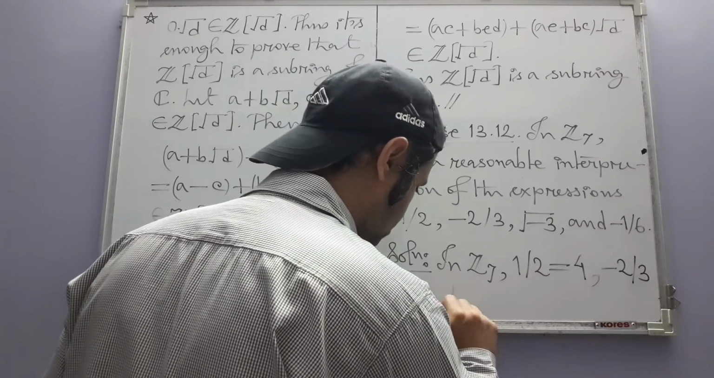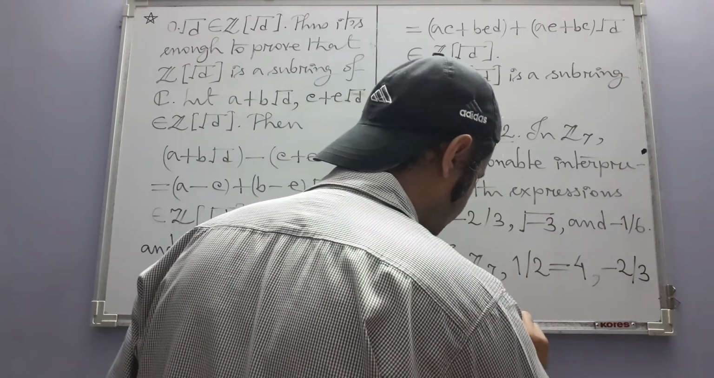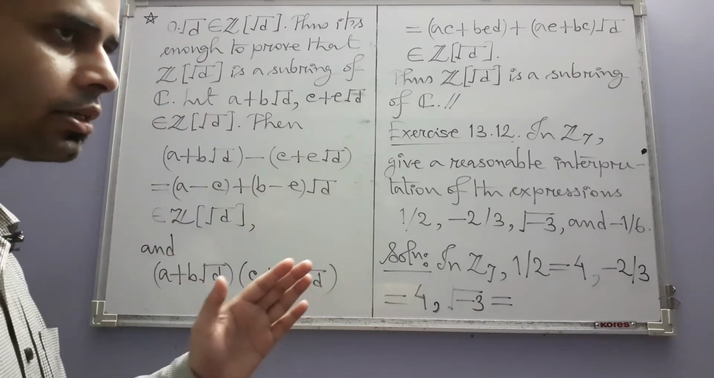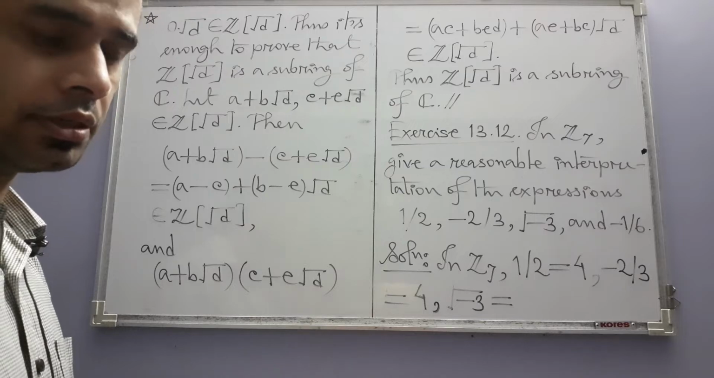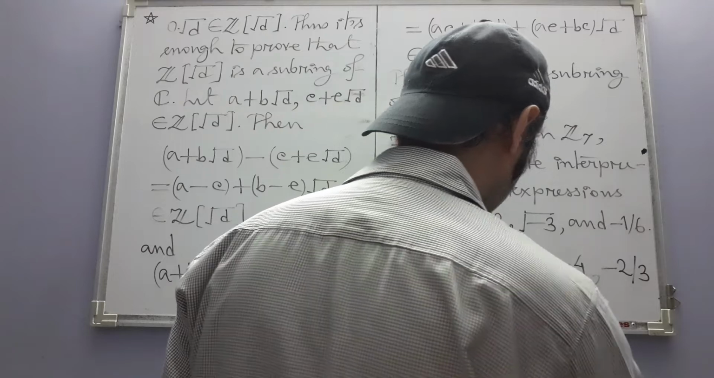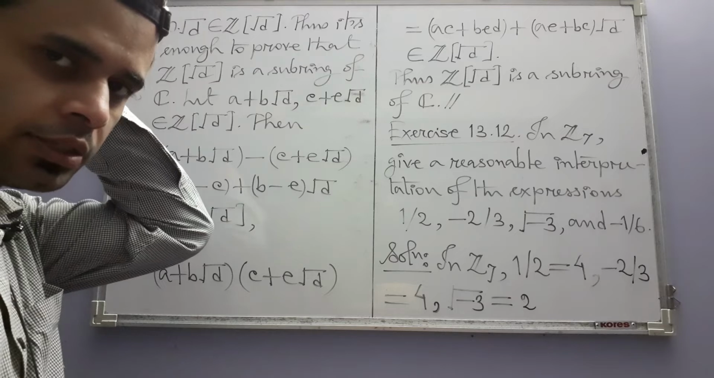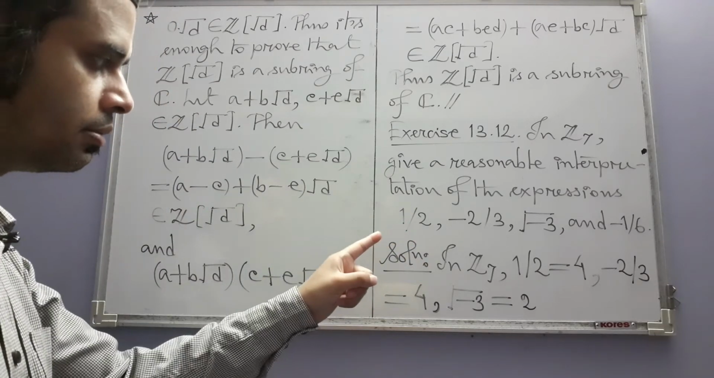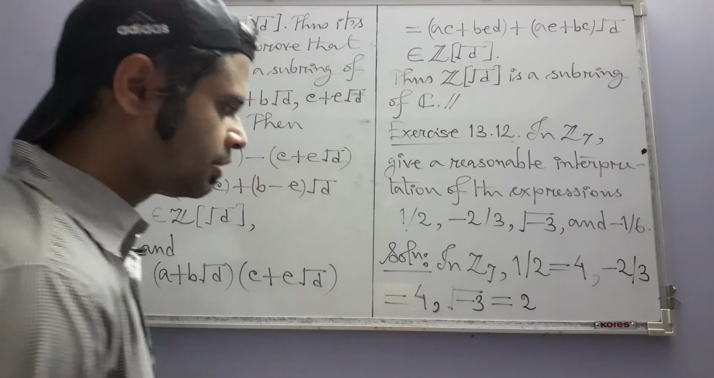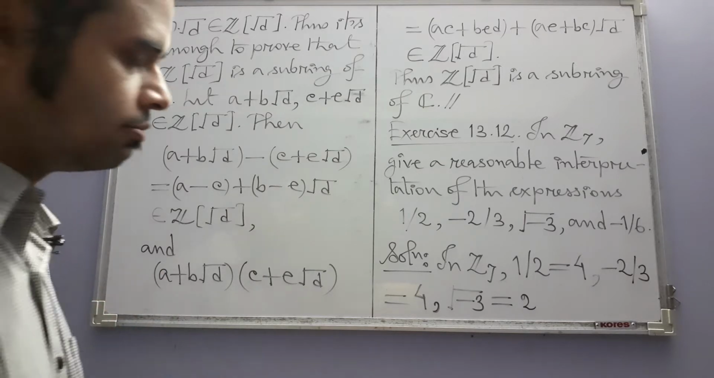Next, square root of minus 3. Square root of minus 3 will be an element, if it exists, whose square should be equal to minus 3, and that element is 2, because the square of 2 is 4, and in our ring 4 is equal to minus 3. In fact, 4 is equal to minus 3 really means that 4 is congruent to minus 3 modulo 7.